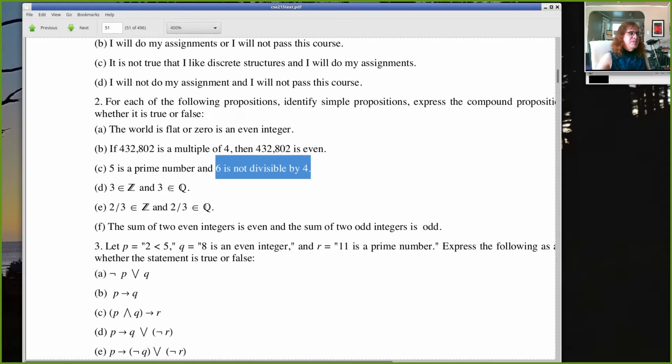3 is a member of the integers, and 3 is a member of the rational numbers, or the fractions. That is true. So fractions also include things like 3 over 1, which is just the whole number 3. So your integers are actually a subset of the rationals, because every integer can be written as a fraction, namely an integer divided by 1.